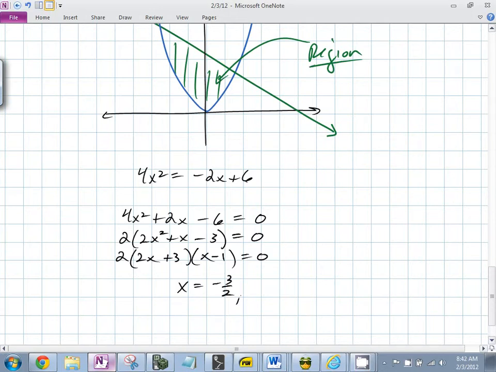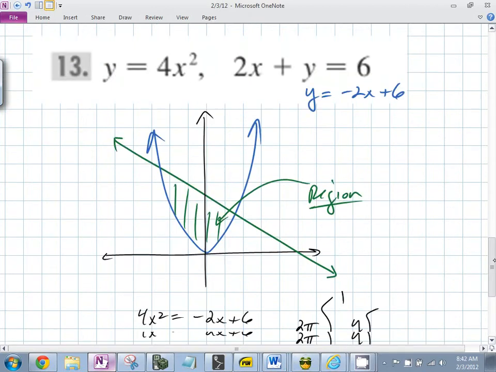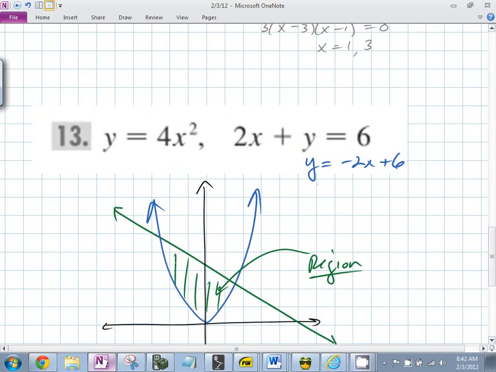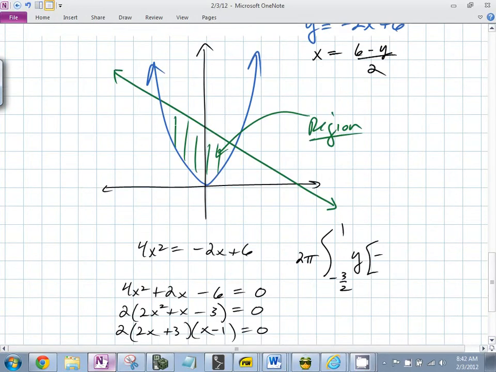So the integral for this is going to be 2 pi from -3 over 2 all the way to 1. What's the radius? Y. And then the upper function is 2x, was it negative? Oh no, we need y. We need to just isolate x, right? Correct, because we're doing it with, so x is equal to 6 minus y over 2. So that's the upper, so it's what? Oh, sorry. Ooh, I see what you're saying. I'm sorry. Hold on. Hold on. You're absolutely right. Bill good today.